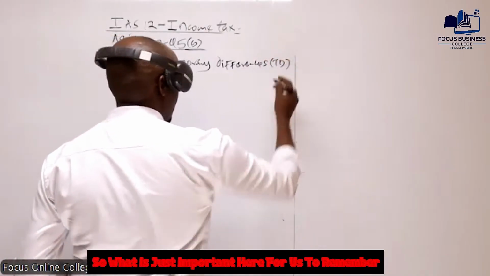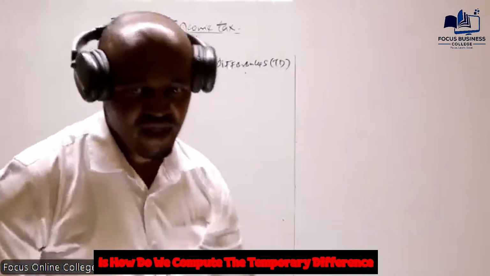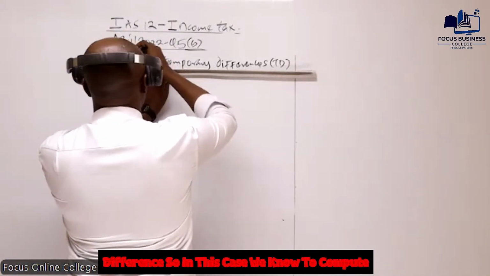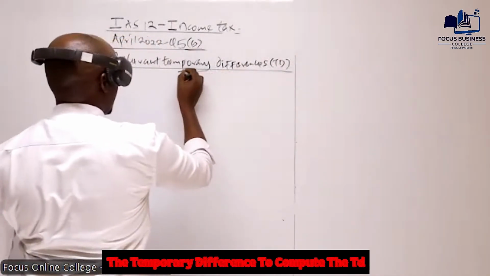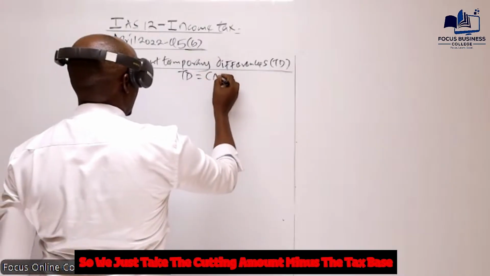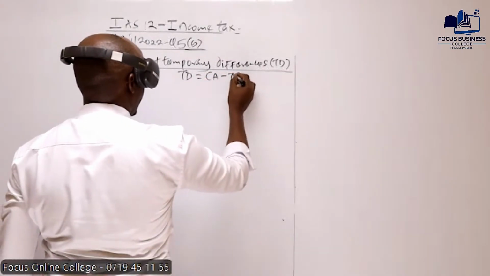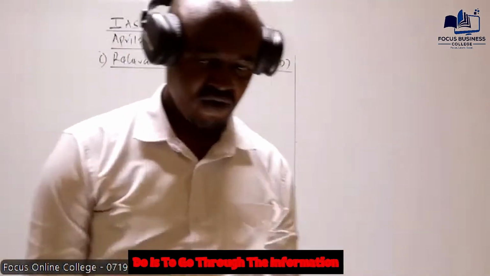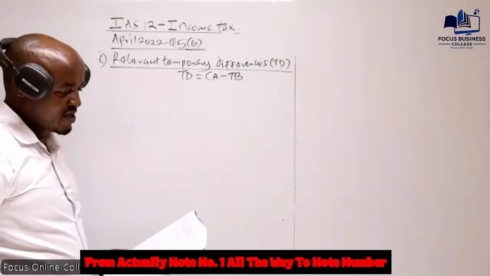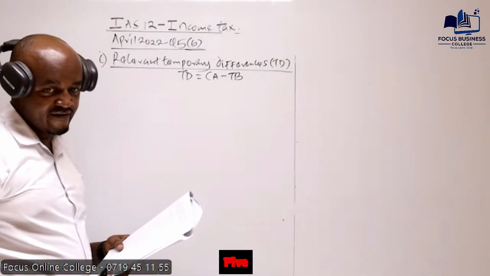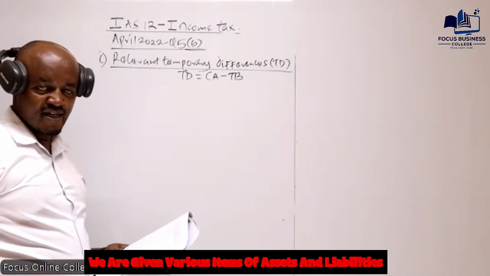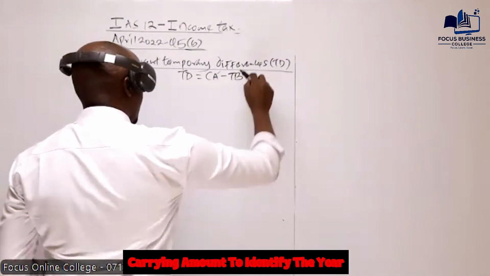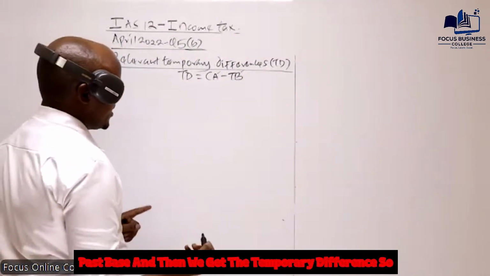What is important here for us to remember is how do we compute the temporary difference? To compute the TD, we just take the carrying amount minus the tax base. So what we need to do is go through the information given in this question, from note number 1 all the way to note number 5. We are given various items of assets and liabilities. We need to identify the carrying amount, identify the tax base, and then we get the temporary difference.